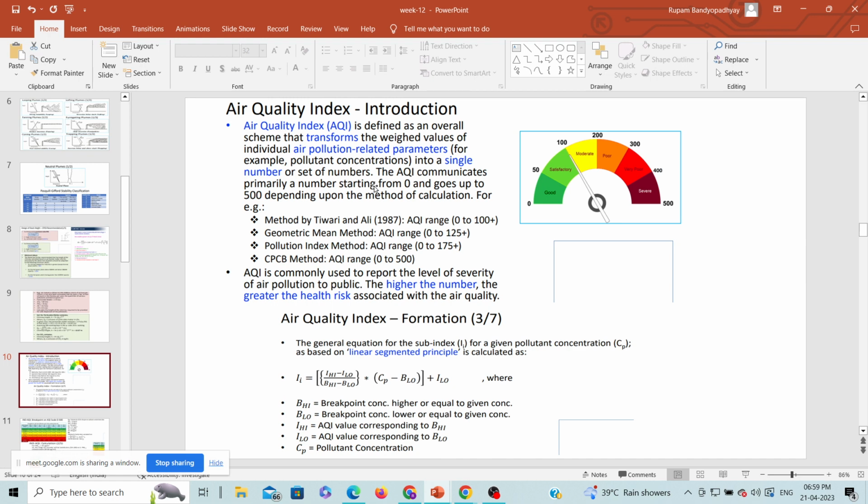Basically in India we follow the CPCB method, and in this case the air quality index ranges from 0 to 500. This is used to find out the level of severity of the air pollutant for the public, and the higher the number, the greater the health risk. This is the equation by which you can calculate the air quality index.